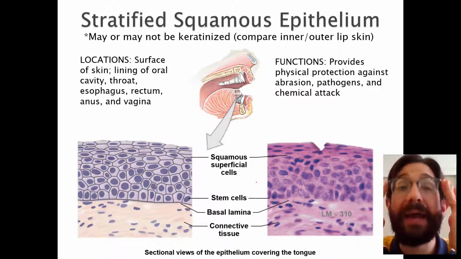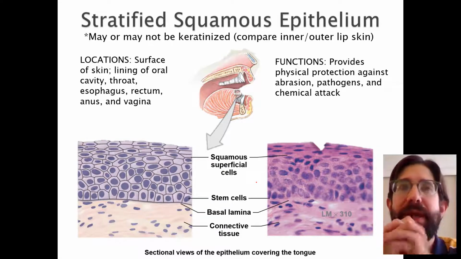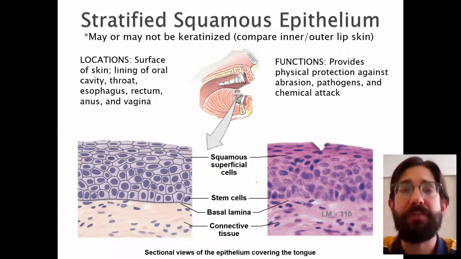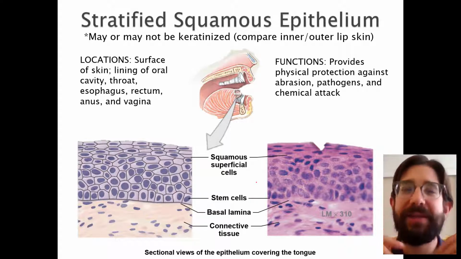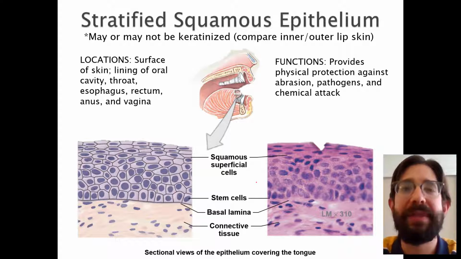Okay, what if you stack up these simple squamous cells? Then you'll have stratified squamous epithelium. Some of the places you'll find that are your outer skin, the lining of your oral cavity, your throat, your esophagus, your rectum, anus, and vagina. Something that all of these places have in common is that they're somewhat exposed to the environment, and they may at times have something rough moving through them.